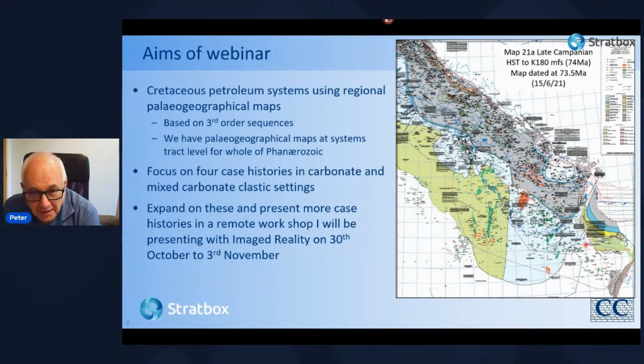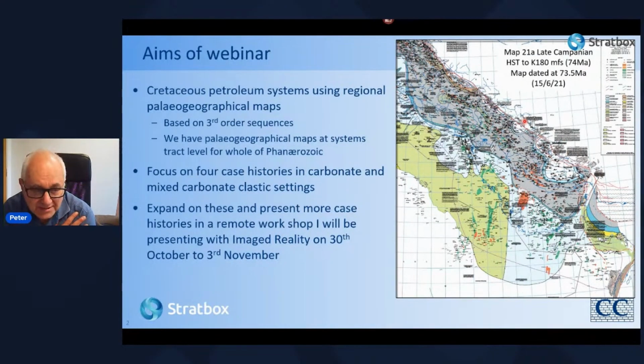We have a series of third order sequence and systems tract maps from the whole of the Phanerozoic. This is an example of one of them. This shows the highstand systems tract to the K180 maximum flooding surface of late Campanian age. It covers the main economic area of production from the Arabian Plate, covering Iraq through Kuwait, the Gulf states, down to Oman and up to the Zagros Suture.